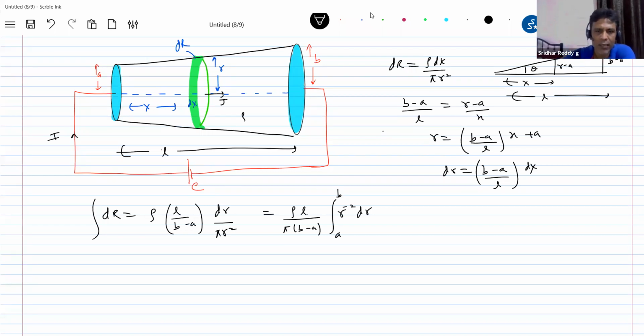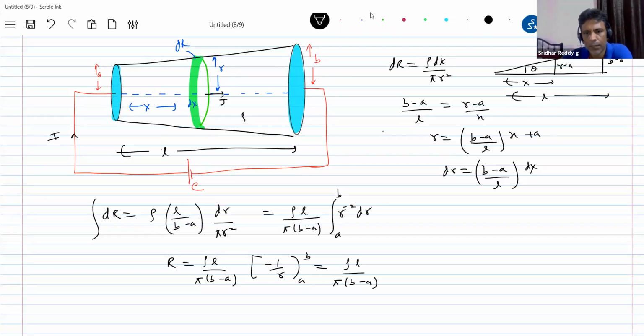The radius at one end is a, at the other end it is b. So we'll get rho l by pi into b minus a, into minus 1 by r. So therefore the effective resistance will be rho l by pi a b. So this is the resistance of this particular given conductor.